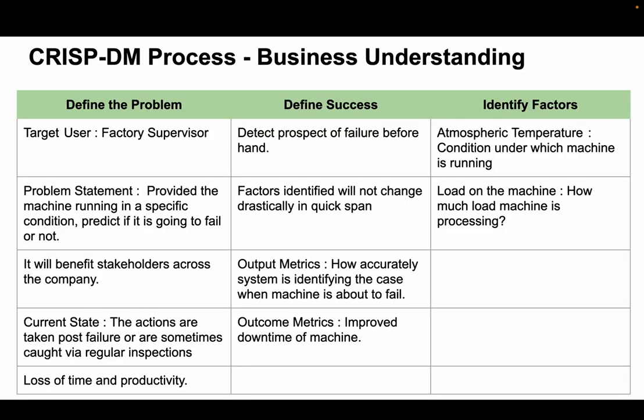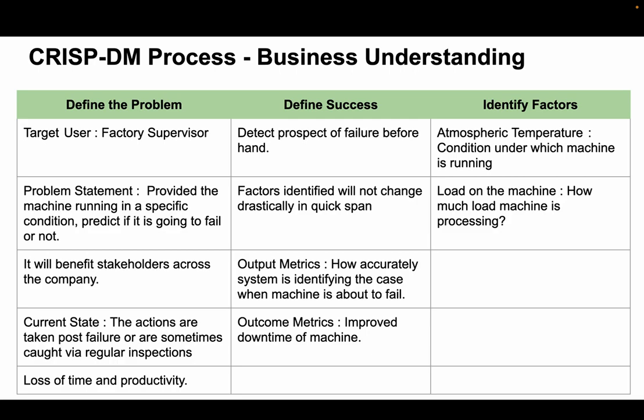Now, the CRISP team process, on business understanding of the problem. So defining the problem: the target user will be a factory supervisor who is managing multiple machines. That could be our target user. Then the problem statement: given the machine running in a specific condition, predict if it is going to fail or not. Now it will benefit all the key stakeholders across the company.